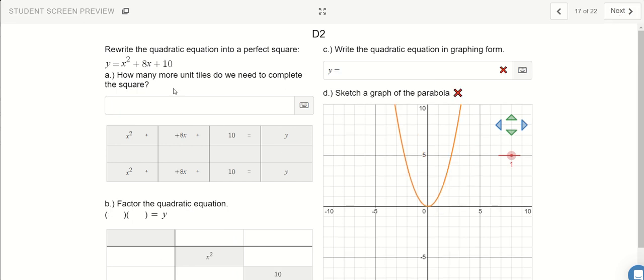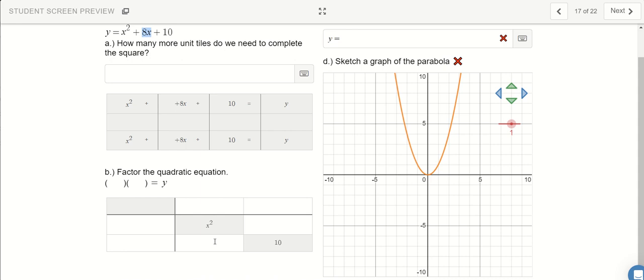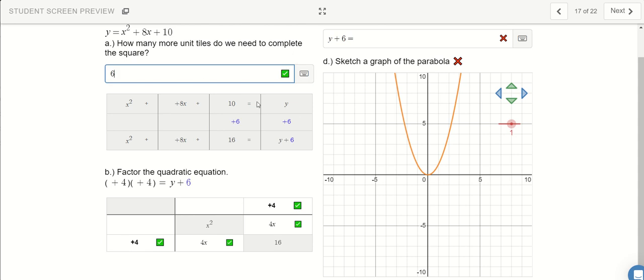So let's go ahead and rewrite this one. Let's split 8x in half. So again, to make a square, half of the tiles go here, and the other half go here. Notice that 4 times 4 does not equal 10, so I need a few more tiles. How can I get this to be a perfect square? Let's see, I can add 6 to both sides. 10 plus 6 equals 16, and now it completes the box. 4 times 4 equals 16 now.